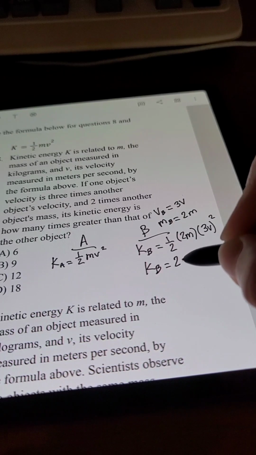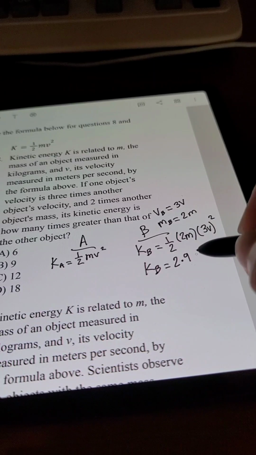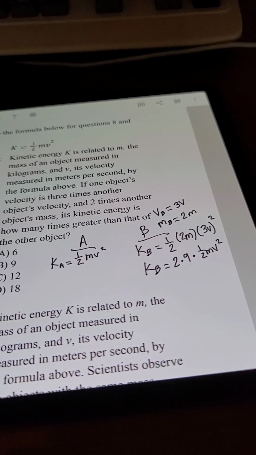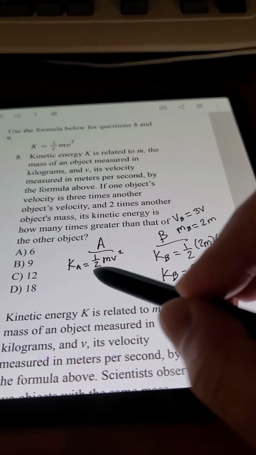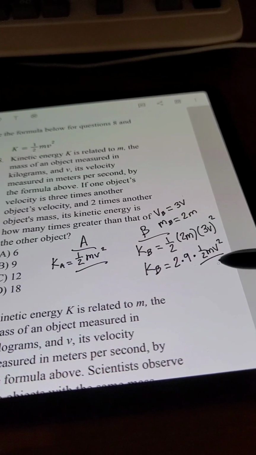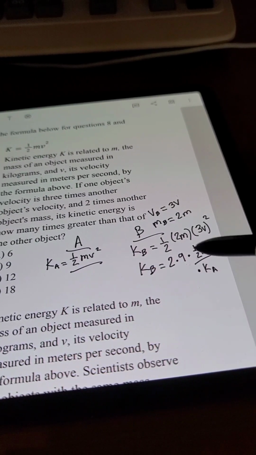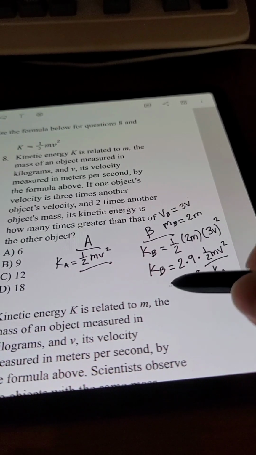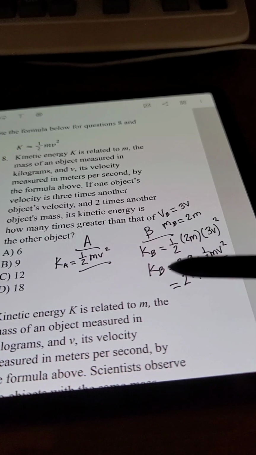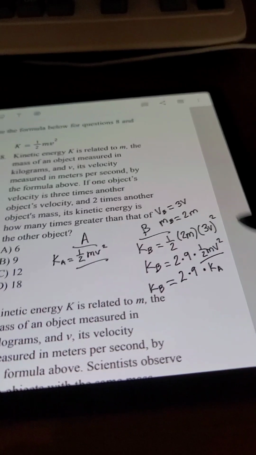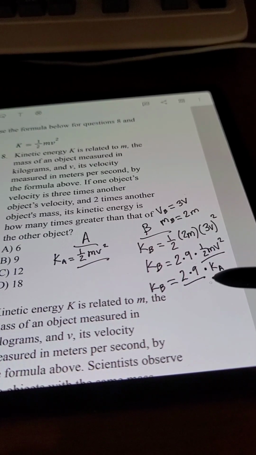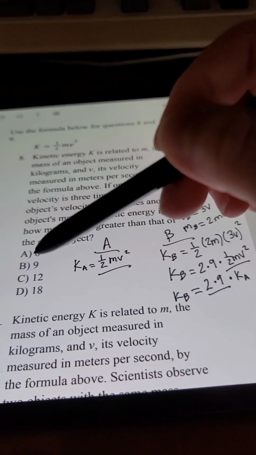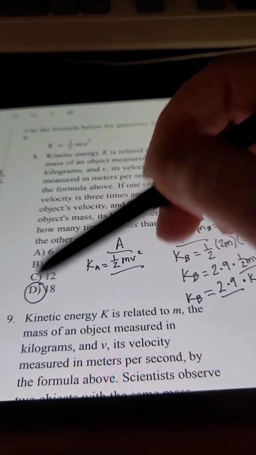So I can say I have a 2 and a 9 that I'm factoring out, and then they're being multiplied by what's left over, which would be 1/2 of mv squared. What do you know? That's exactly what we have for the kinetic energy of A. So I could replace that with the kinetic energy of A, Ka, and then I have 2 times 9 times the kinetic energy of A equals the kinetic energy of B, and that's just going to be 2 times 9 is 18, so it's 18 times the kinetic energy of A. So it would be T.